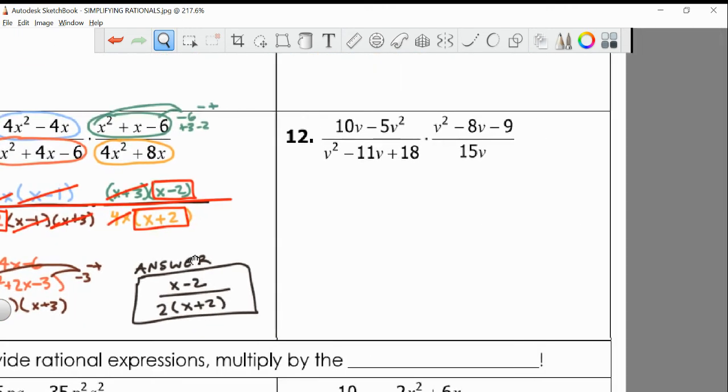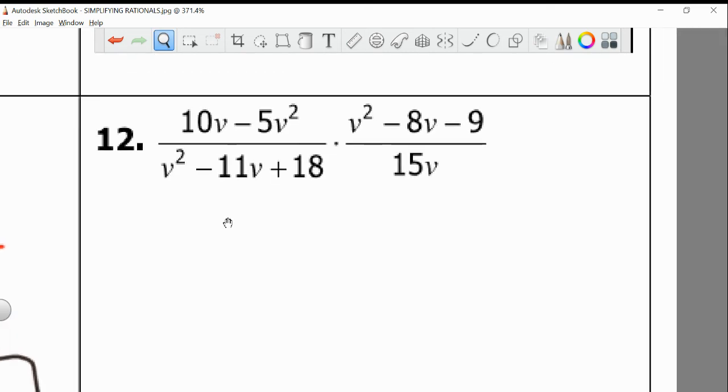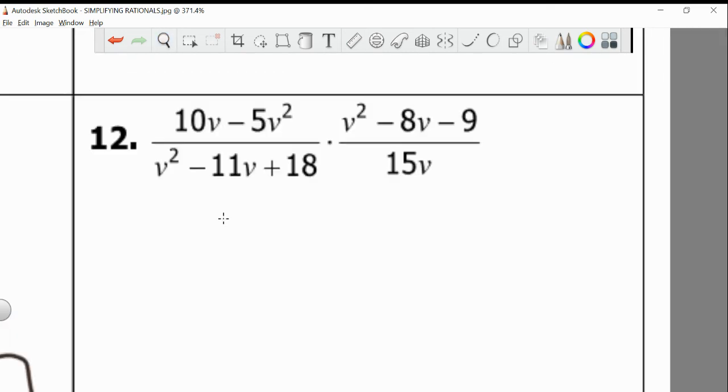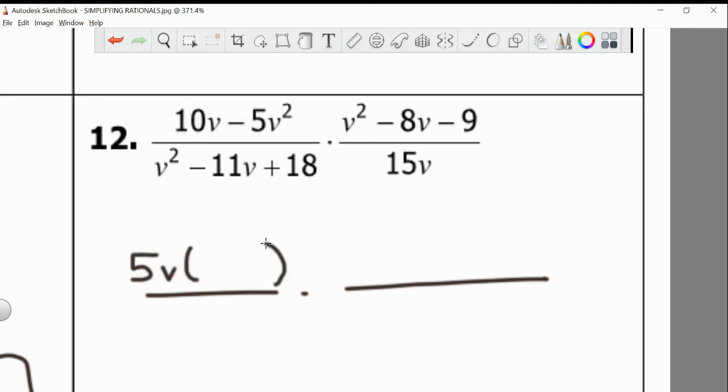Okay. Now, if we look at a question like number 12, we're not going to do this whole question, but let's just look at it really quick. I've got A, B, C, D, 4 different parts. I need to factor all 4 parts, right? Let's start by just handling this top left part. Okay? What are we going to do with this top left part? Take out a 5, take out a V, and what's left over? 2 minus V, right? What are you thinking?